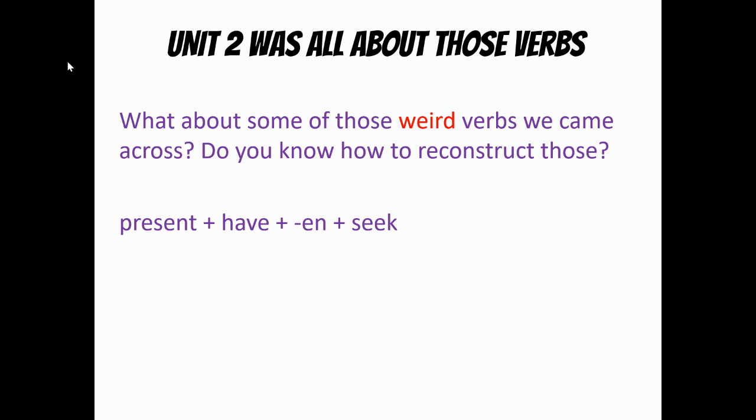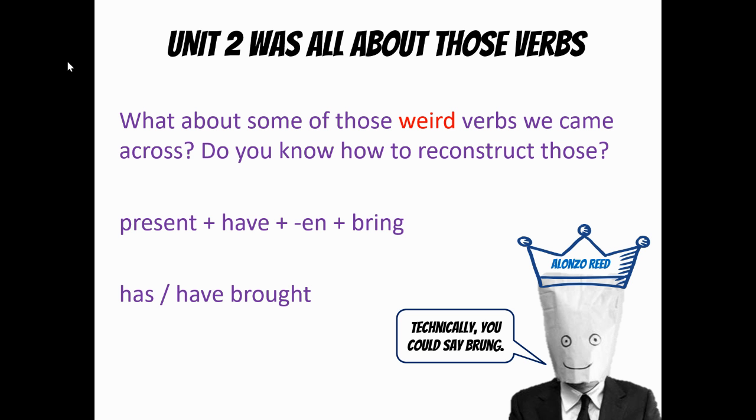Here's another one. The present of have plus en plus seek. Well, we seek, and then we go into sought is our verb. So this would be has sought or have sought. Kind of weird, but just once again, be aware of the weird verbs. Another one, the present of have plus en plus bring should give us either has brought or have brought. But if you would say brung, technically you'd be right. It's something that we talked about at the very beginning of the year, that brung is actually grammatically correct. We just don't use it. And that was kind of applying what we called our grammar heart, which is something I'm going to talk about here at the very, very end.